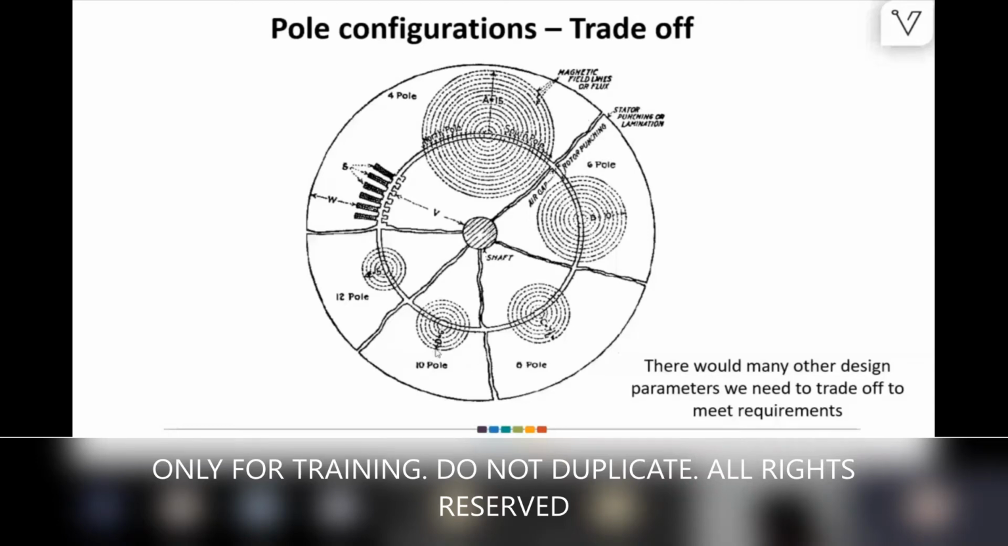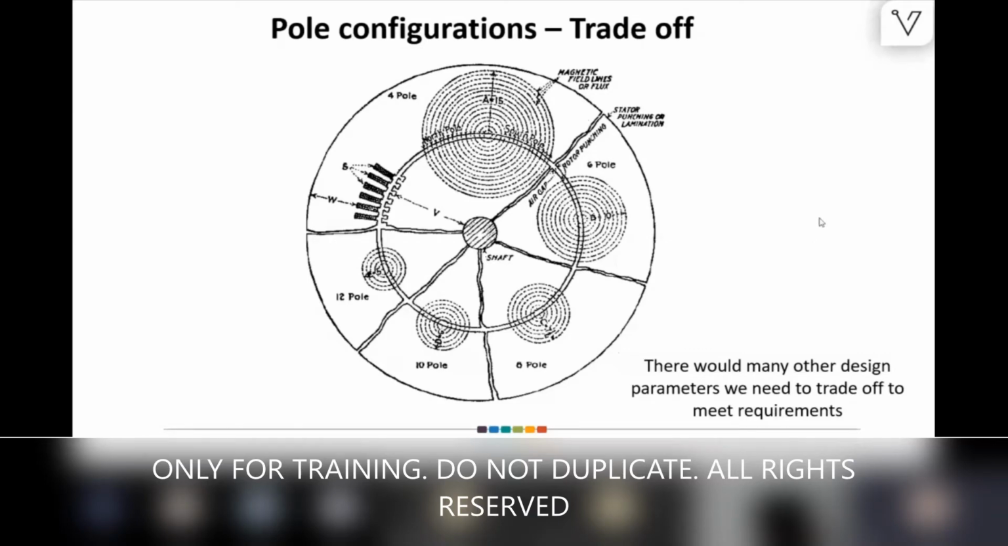But when you start doing this, there is another element, the inverter switching frequency. The moment you have higher switching frequencies in the inverter, other losses will increase. The switching losses will increase. So we can see there is again a trade-off here. We cannot just keep on increasing poles to have very high speed machines.